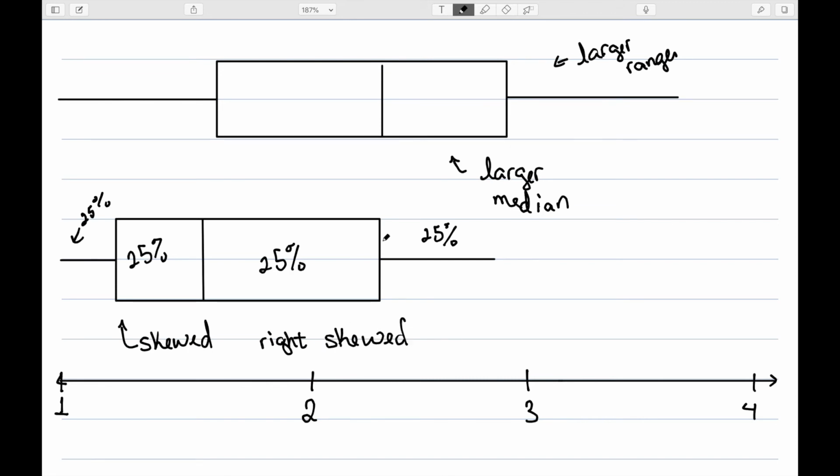So this tells me that this data is about evenly spread out and has a much larger range. However, this one is heavily skewed right. I have most of my data built up toward the lower end and not as much of a range.